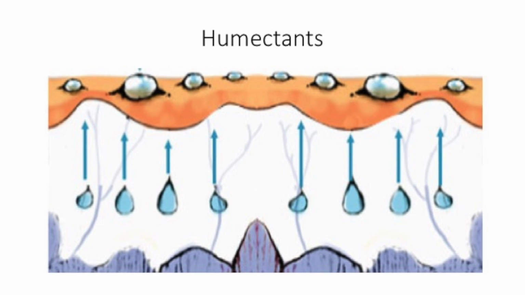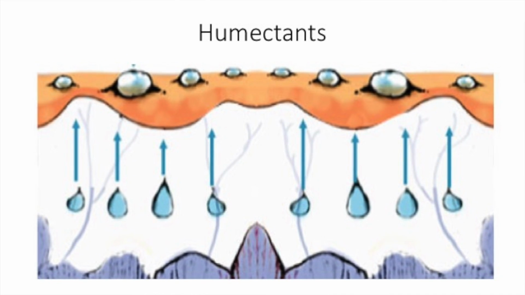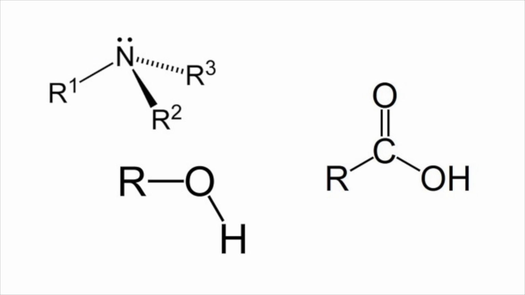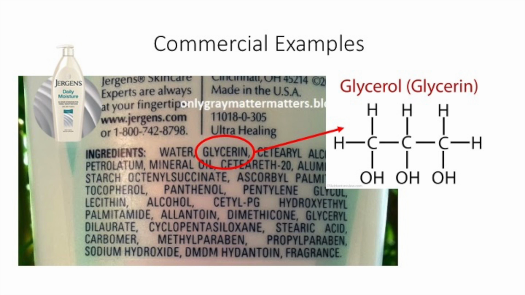Humectants are another type of moisturizers, and they are characterized by their ability to draw water in from the environment around the skin. Humectants often include molecules that are very hydrophilic and contain highly electronegative functional groups like hydroxyl groups, amines, and carboxylic acids that create polarity. Their affinity to form hydrogen bonds with water molecules is an important trait.